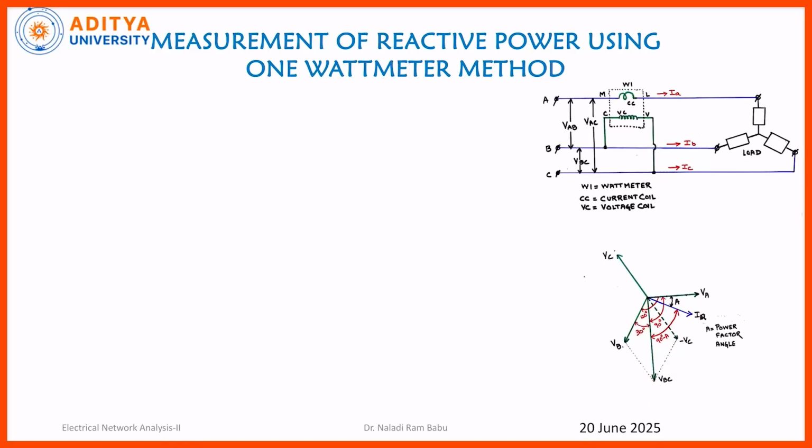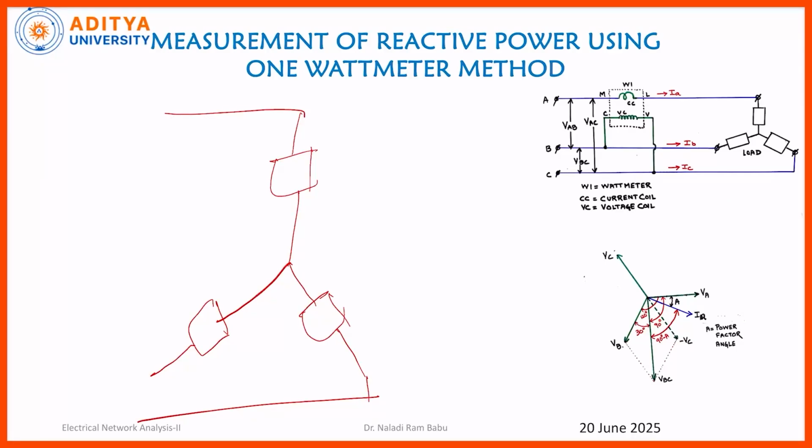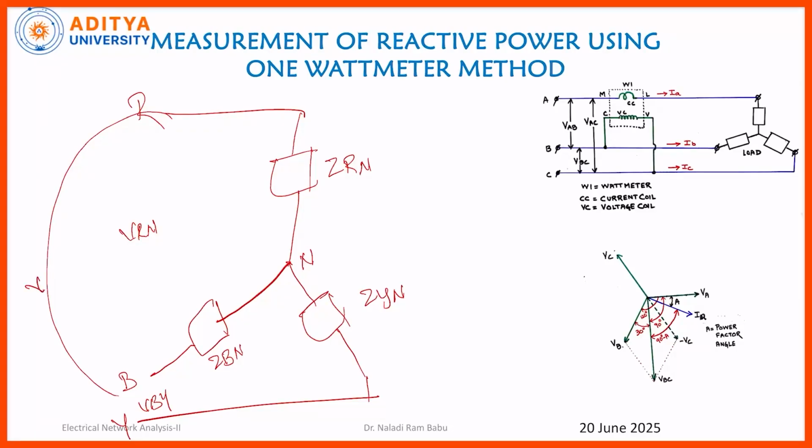So, from this you can see the circuit diagram where the load is star connected. Let this be the R phase, this one the B phase, and this one the Y phase, and this is the neutral terminal. This will be the impedance ZRN, this one the Y impedance ZYN, and this one the B impedance ZBN. The voltage across this is VRN, this one is VBY, and across R and Y is VRY. In some textbooks the notation may be ABC. Here also you can observe it is in ABC.